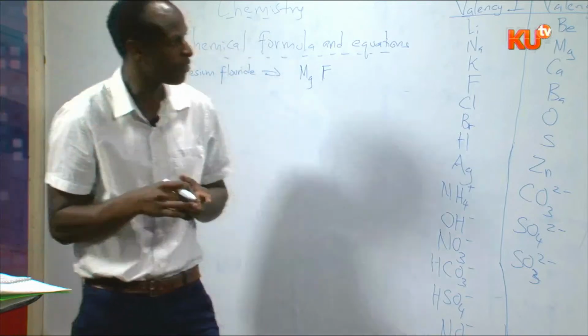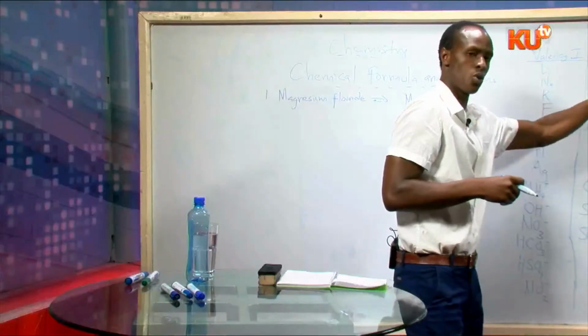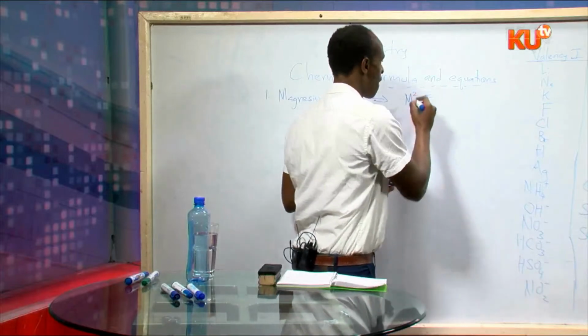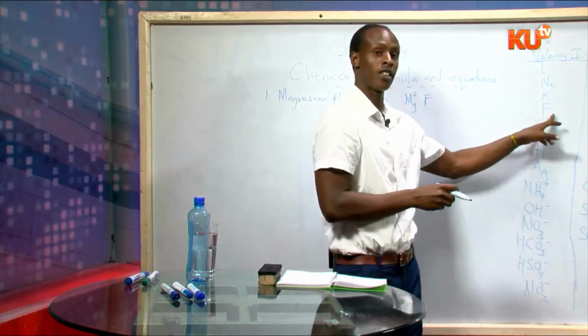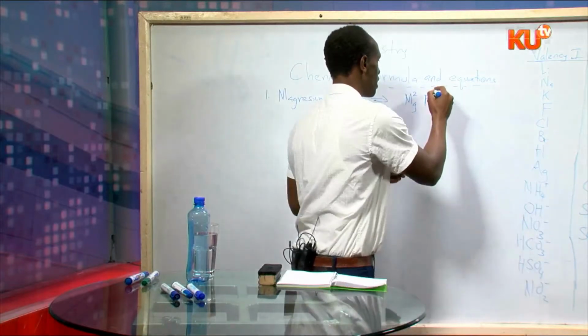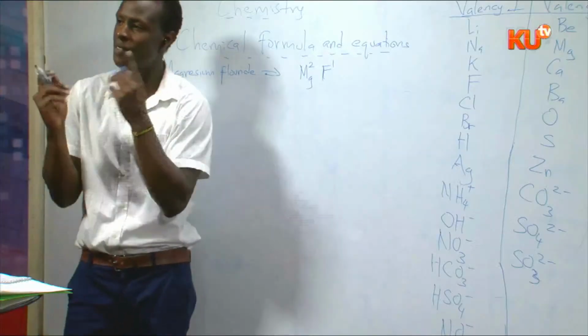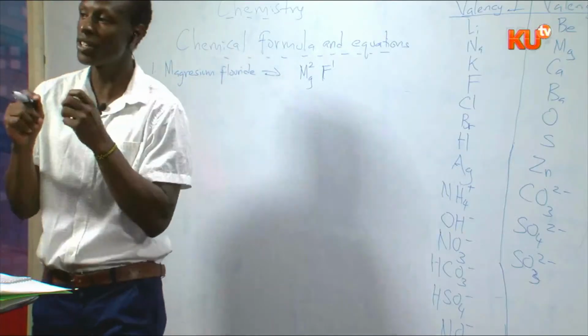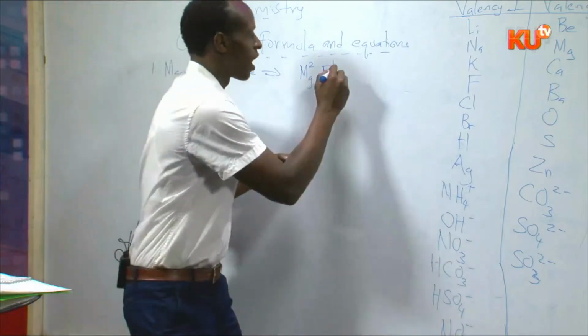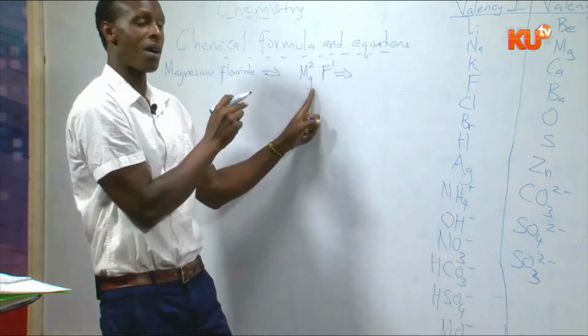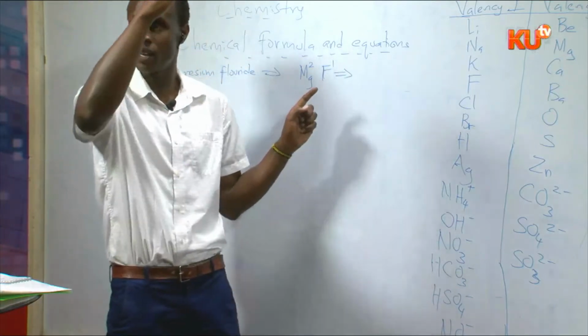So magnesium, where does it fall? It falls under valency 2. So the valency is 2. Fluorine falls under valency 1. So the valency is 1. Then we always interchange the valencies. Don't forget that. Always interchange the valency. And when you interchange the valency, you write the number as a subscript, not as a superscript.